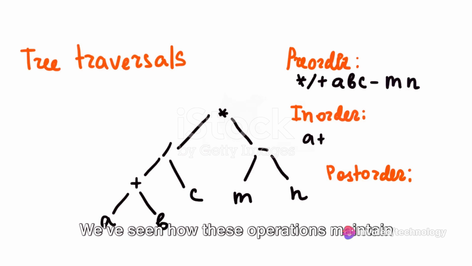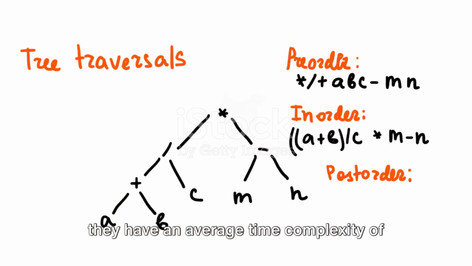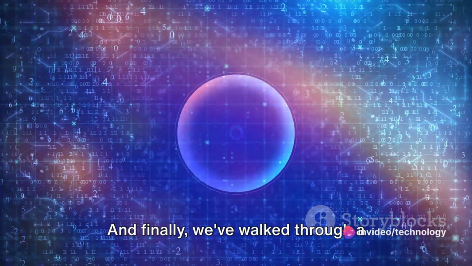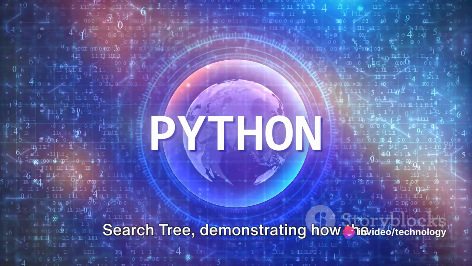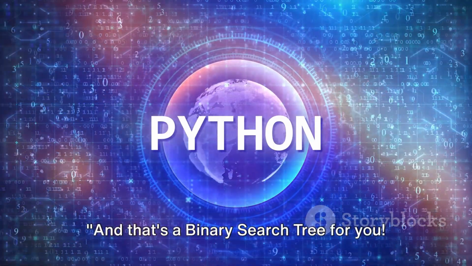We've seen how these operations maintain the ordering property of BSTs, and how they have an average time complexity of O(log n), making them highly efficient. And finally, we've walked through a Python example to implement a binary search tree, demonstrating how the operations work in practice. And that's a binary search tree for you.